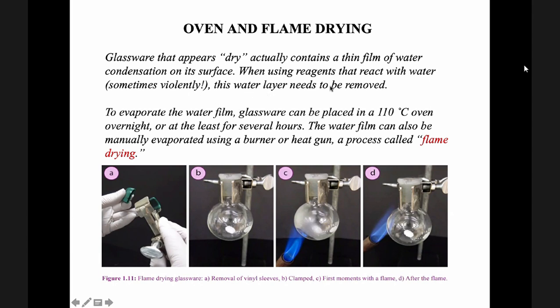So how to evaporate the water film? The glassware can be placed in a 110 degrees Celsius oven overnight or at least for several hours. The glassware can also be evaporated using a heat gun or a process called flame drying. So we have two, oven drying and flame drying for drying glasswares.